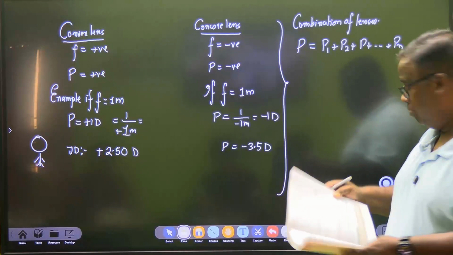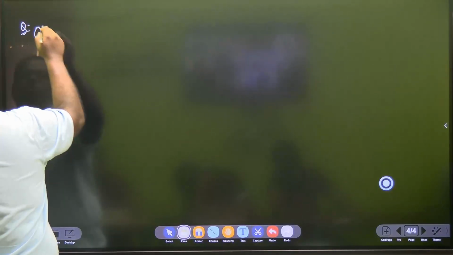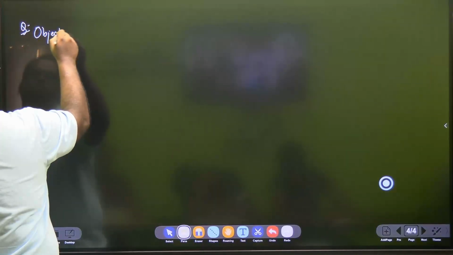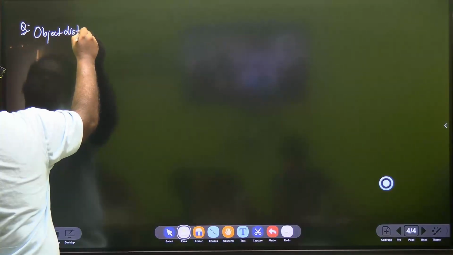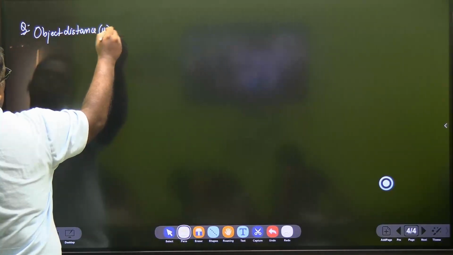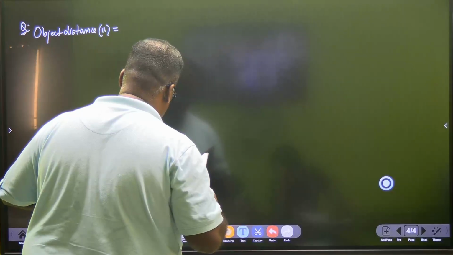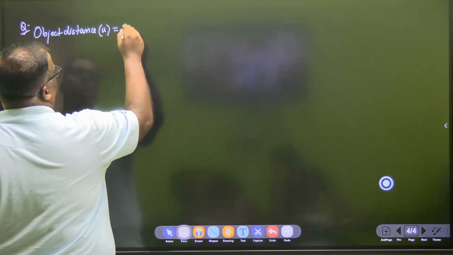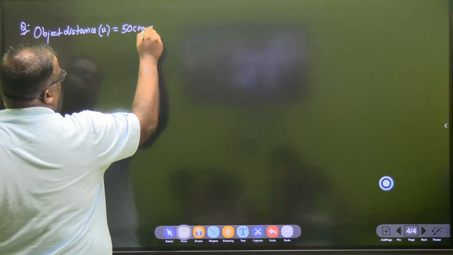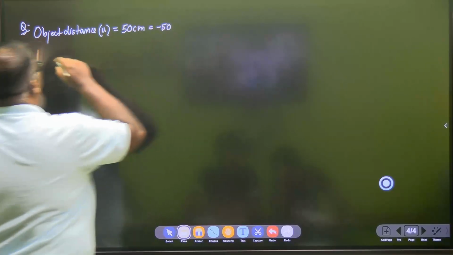Chaliye, एक problem कर ही लेते हैं from the book. It says, an object is placed at a distance of... so we are dealing with object distance, right? Object distance is always U, irrespective of the type of lens, we will always take it as negative. The object is placed at 50 centimeters, so we will take it as negative 50.